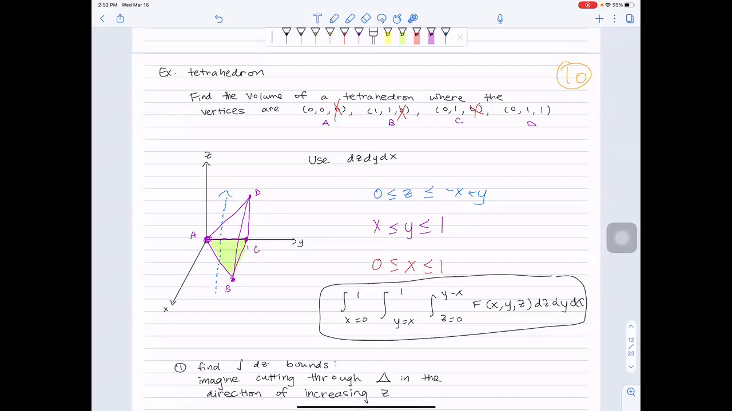Yes. The cross product between the vector BA and AD is orthogonal to both of them, and therefore it's the normal vector, right? Yes.